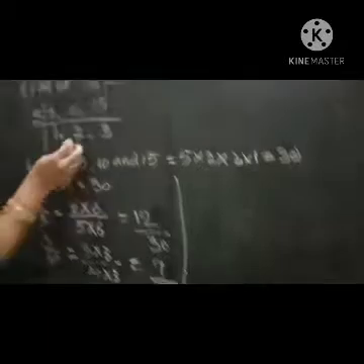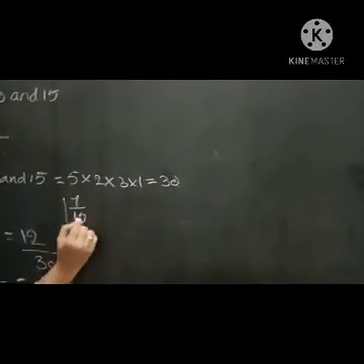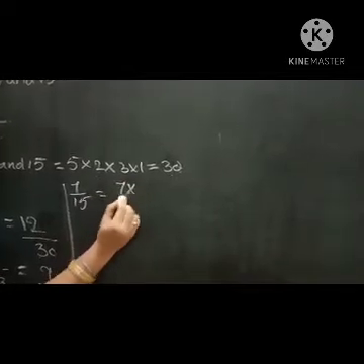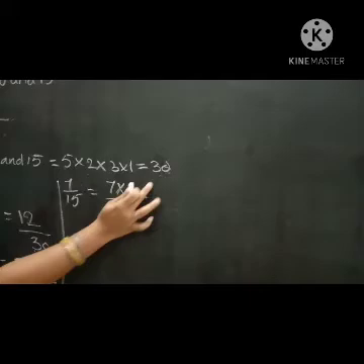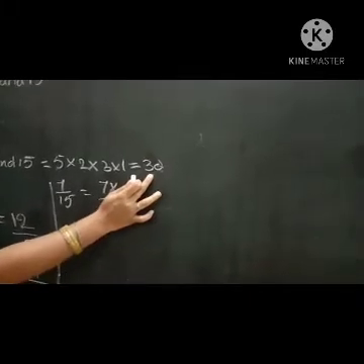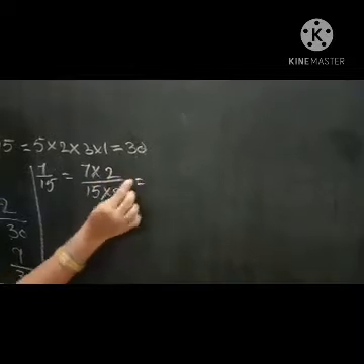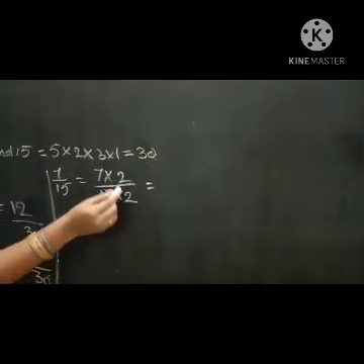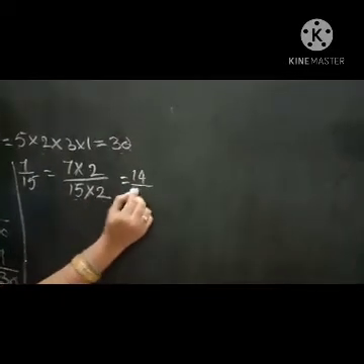Next 7 by 15. See children, in 15 table 30 is how many times there? 15 ones are 15, 15 twos are 30. Here also 2, here also 2. We have to multiply the numerator and denominator. So 7 twos are 14 by 15 twos are 30.